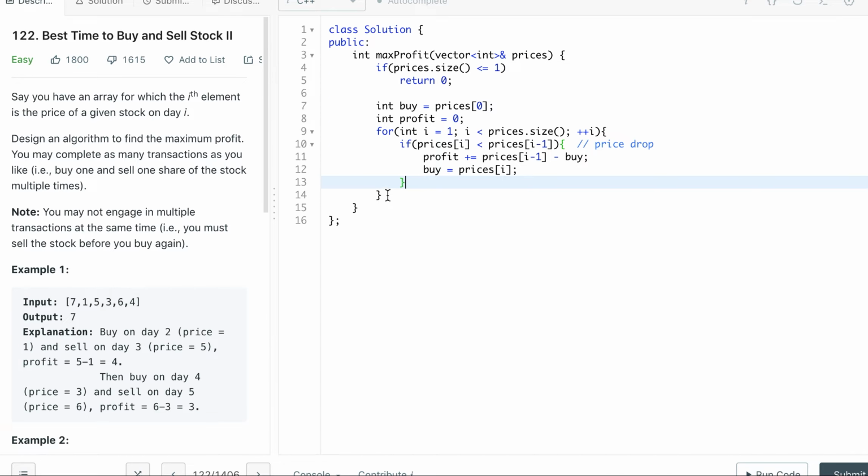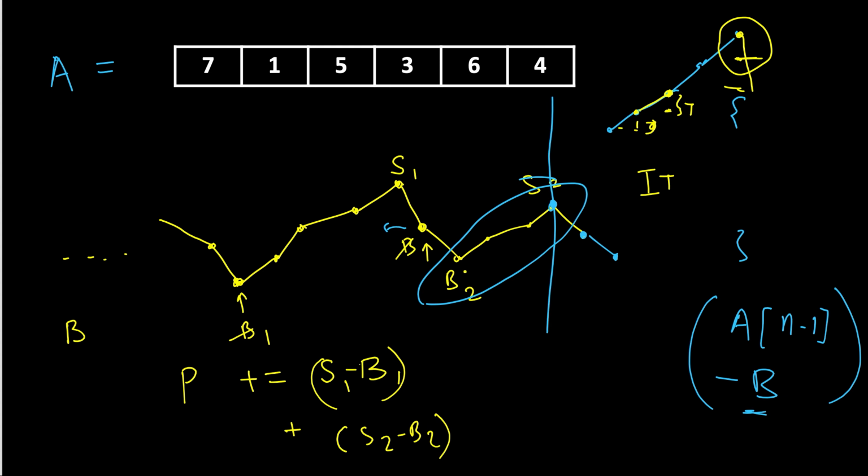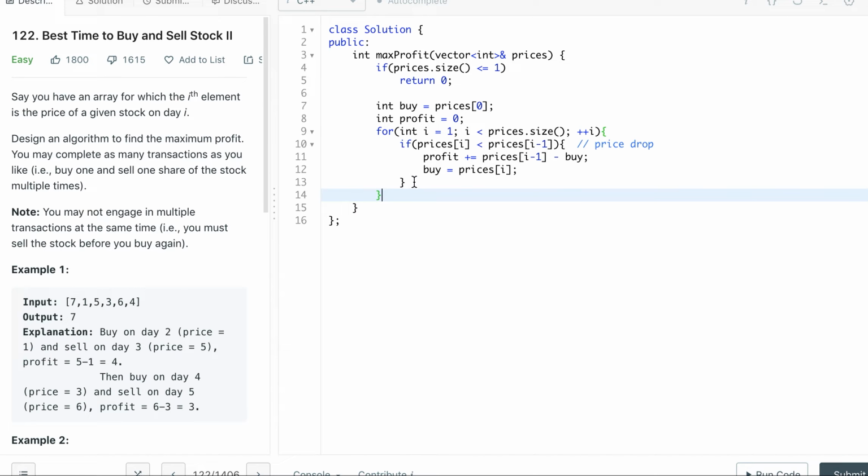And I think we are done. This should work for all the cases, but as seen here, the last case, if we bought but we did not encounter a dip in the end, then we need to add an additional case for this one. So we will write profit plus equal to prices dot size minus 1, this is the last index, minus buy. And we don't need to keep any check here.